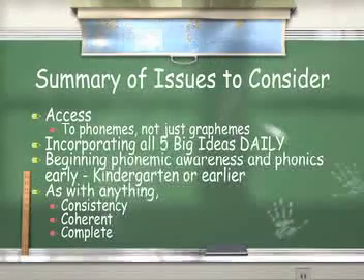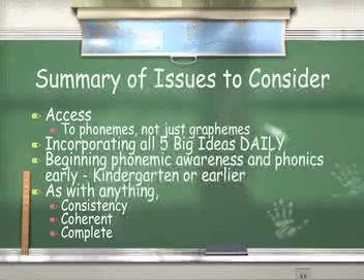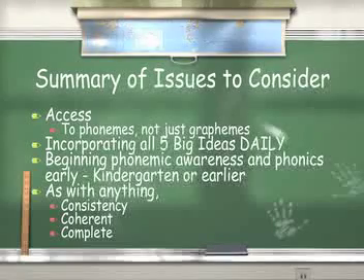And so to summarize the issues to consider, access is really the most important. Deaf students need access to phonemes in some way, whether it is visually, tactilely, or through audition. They cannot just learn the graphemes or finger spelling. All 5 big ideas must be incorporated into reading instruction daily, basically according to research. Phonemic awareness and phonics instruction need to occur as early as possible in kindergarten or possibly even in early intervention one day. As with any language, instruction must be consistent, coherent, and complete.